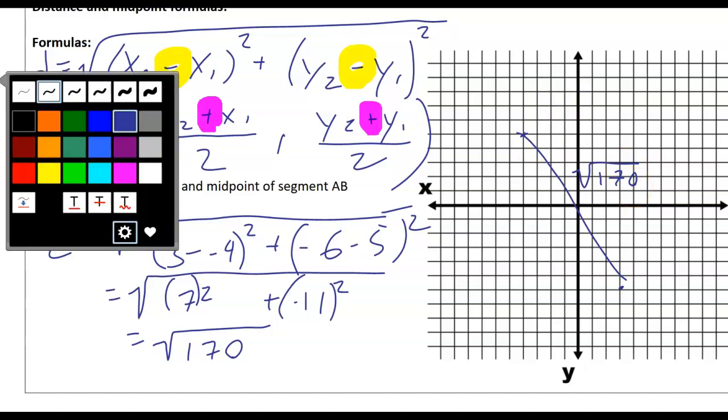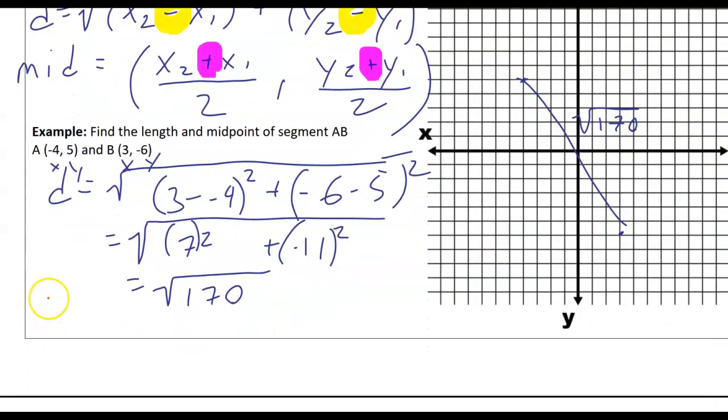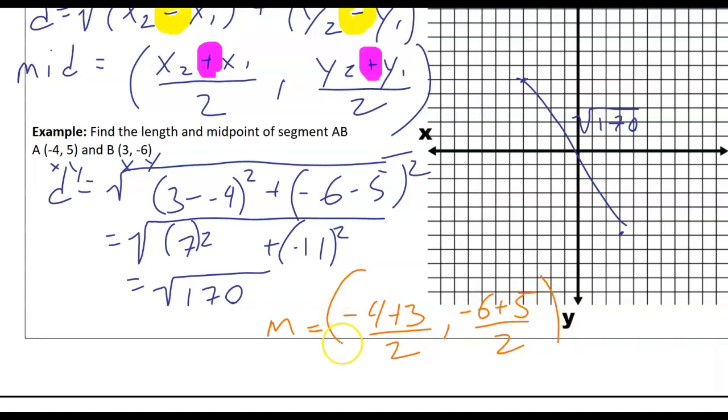And then my midpoint, we'll use a different color for this. My midpoint is going to be just the average of the 2 points. So it'd be negative 4 plus 3 over 2, comma, negative 6 plus 5 over 2. And then I get negative 1/2, negative 1/2. My answer here is a point. Negative 1/2, negative 1/2. So that's about right here, right, is my midpoint. And that looks to be the middle, so we know our formula works.